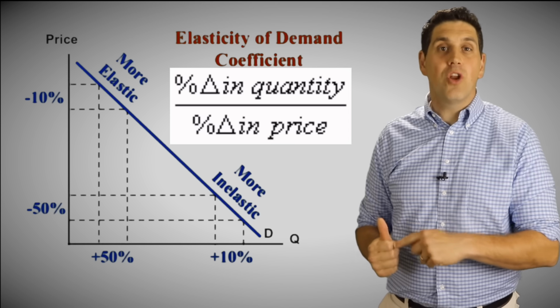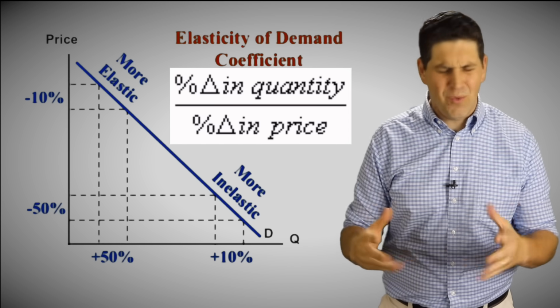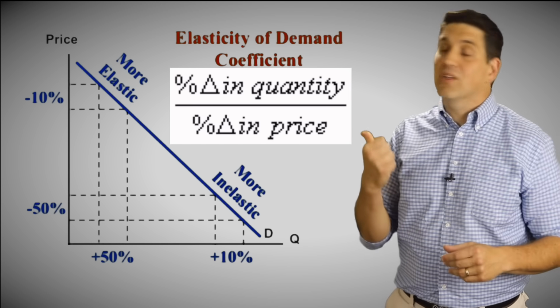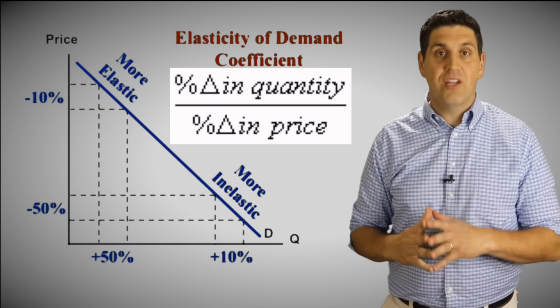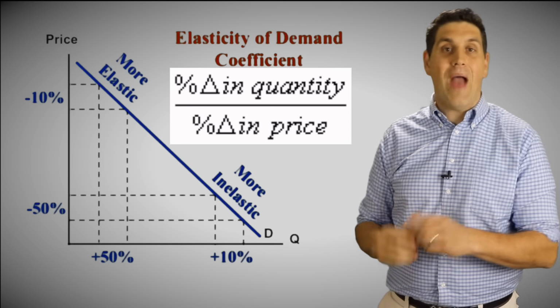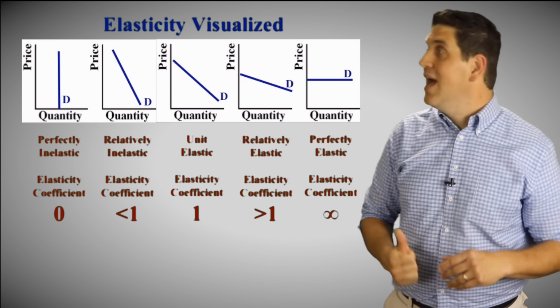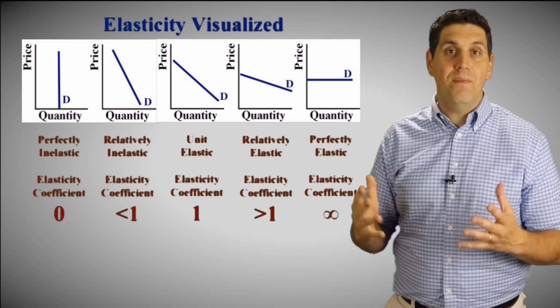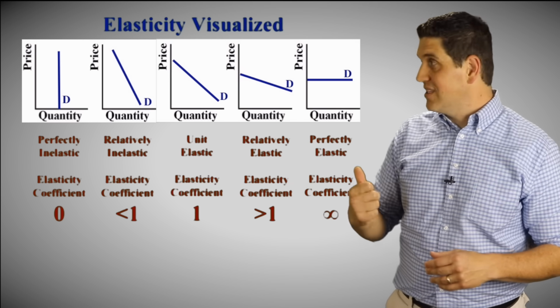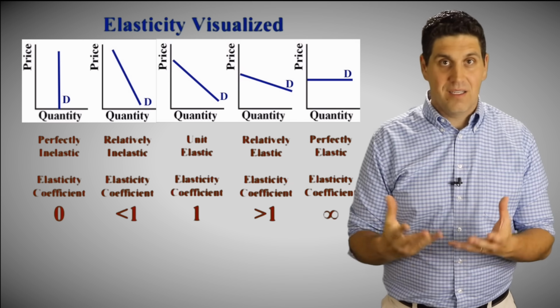In this unit, you also learn about the elasticity of demand coefficient, which sounds hard, but it's not hard. It's just the percent change in quantity divided by the percent change in price. This number tells you how elastic the demand is. If the absolute value is a number greater than 1, that means it's elastic demand. And if it's less than 1, that makes it an inelastic demand.